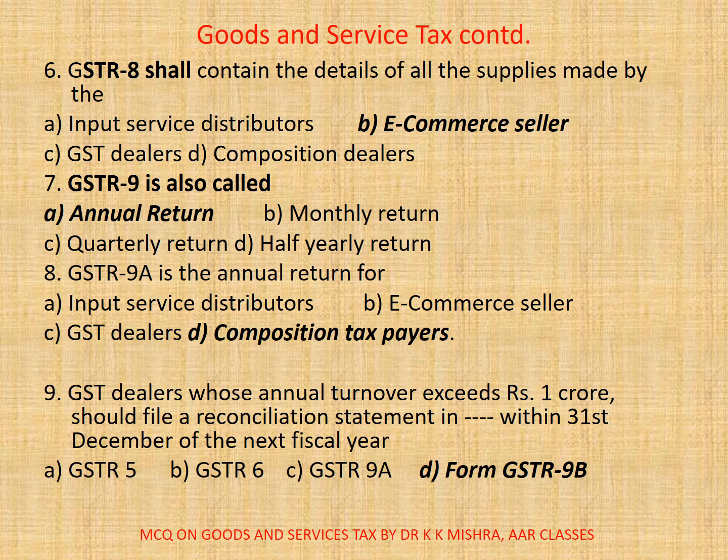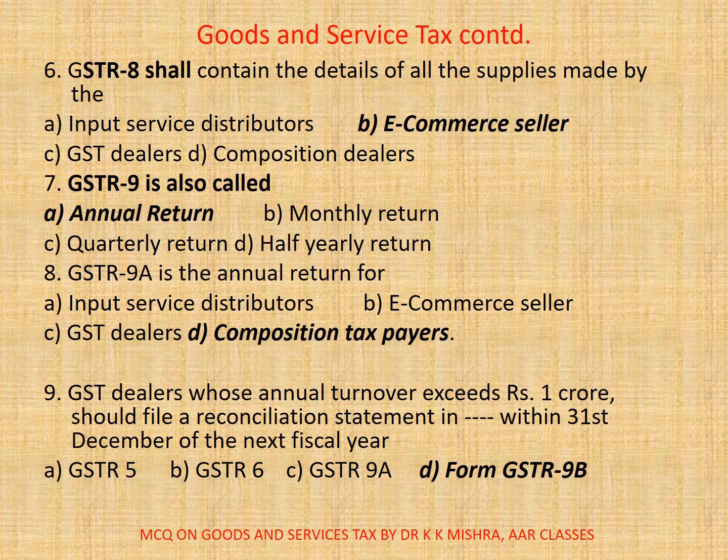Annual return. 8. GSTR 9A is the annual return for A. Input service distributors, B. E-commerce seller, C. GST dealers, D. Composition taxpayers. Here correct option is D. Composition taxpayers. 9. GST dealers whose annual turnover exceeds rupees 1 crore should file a reconciliation statement in dash within 31st December of the next fiscal year. A. GSTR 5, B. GSTR 6, C. GSTR 9A, D. Form GSTR 9B. The correct option is D.